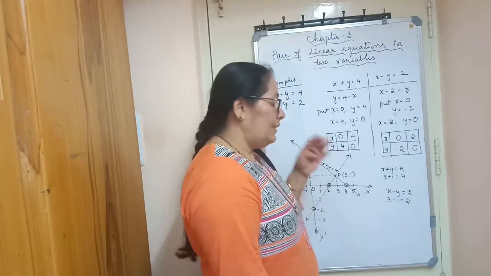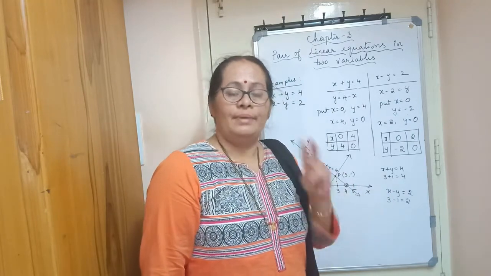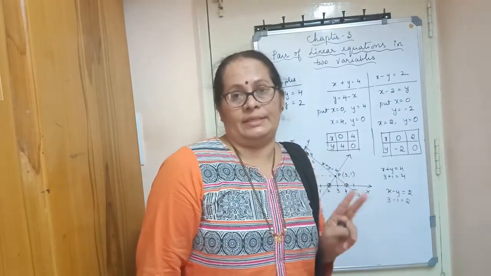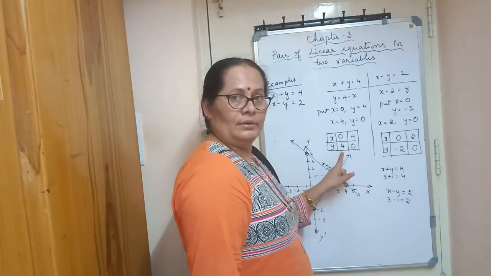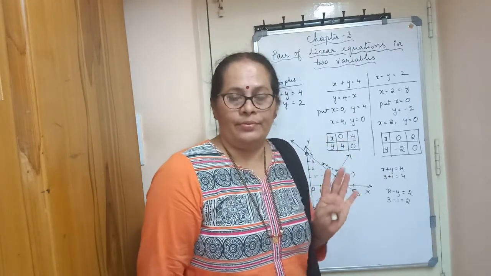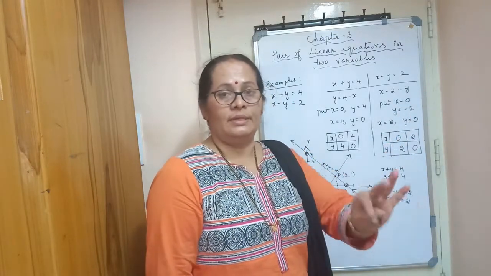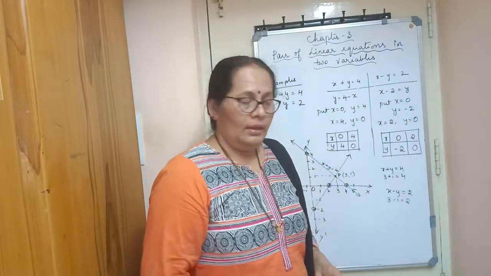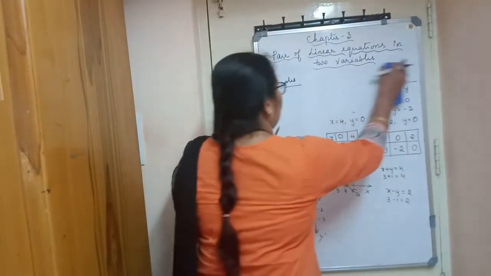Now, whenever plotting a graph, it is necessary to find a minimum of 2 coordinates. Okay? That is, here 0, 4 is one and this is another. So minimum 2 you have to find out. It is better to take one with x as 0 and the other with y as 0. Now take another example. Second example.